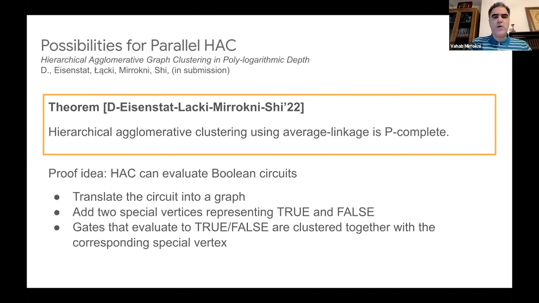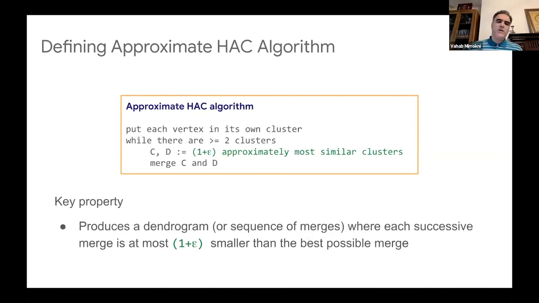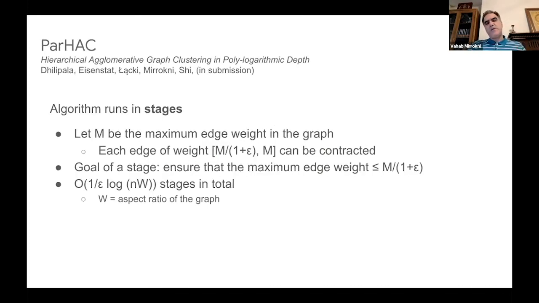So we don't hope to develop a polylog depth algorithm for this, but we relax the hack notion to what we call approximate hack. There, instead of connecting two clusters that are most similar, we connect two clusters that are approximately similar. That becomes the definition of the approximate hack algorithm. Now the question is, can we implement this algorithm in parallel? And the answer is yes. In the par-hack algorithm, we can compute all edges that are within a 1 plus epsilon fraction of the optimum, most similar clusters.